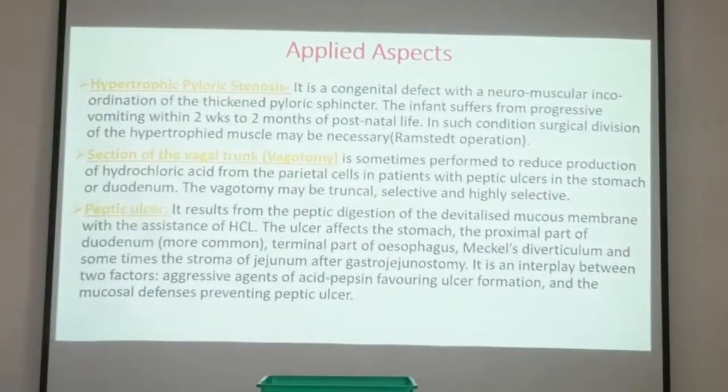Now, section of the vagal trunk, or vagotomy. When it is performed, this is also an important question. Explain why. It can come in your explain why section or as part of a long question. Vagotomy is sometimes performed to reduce production of hydrochloric acid from the parietal cells in patients with peptic ulcer.